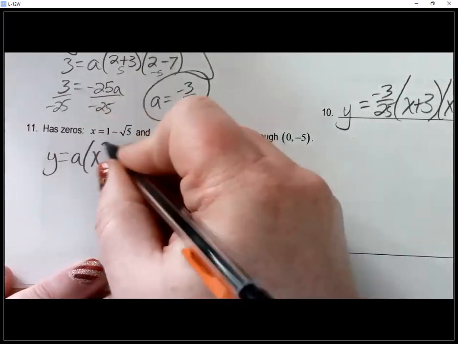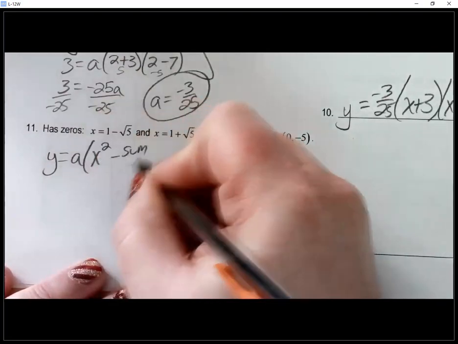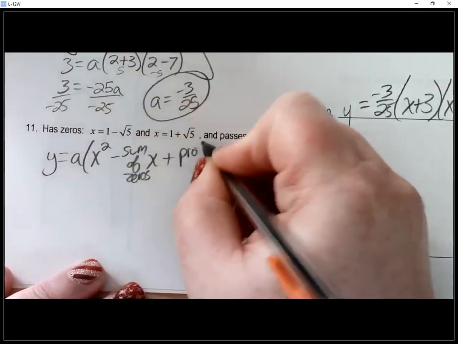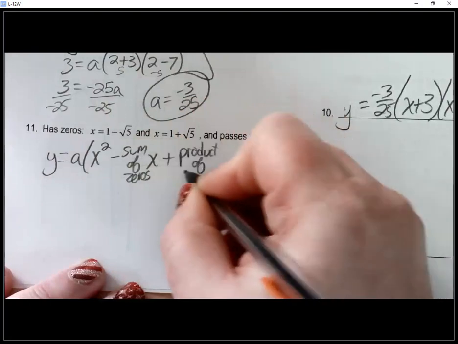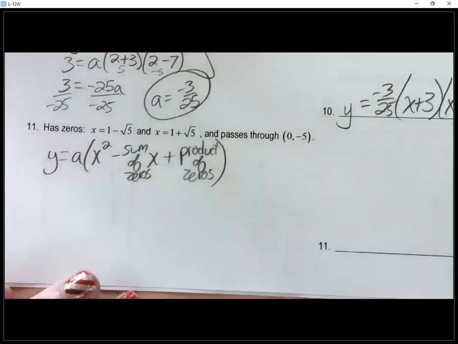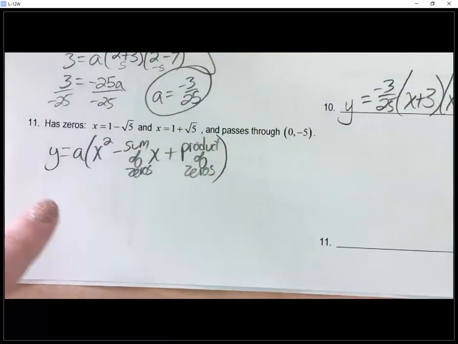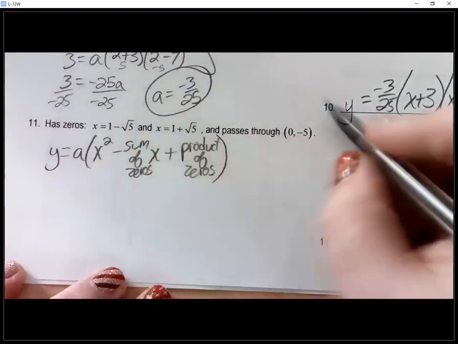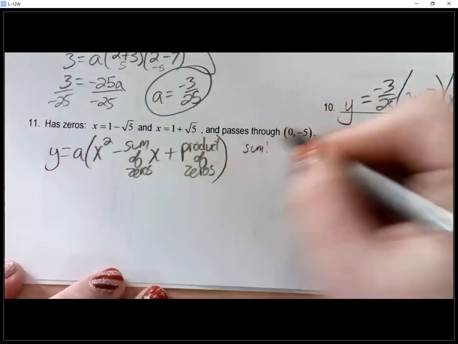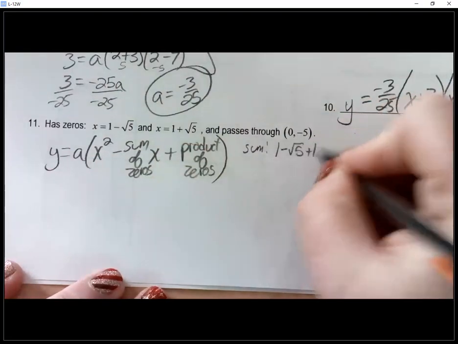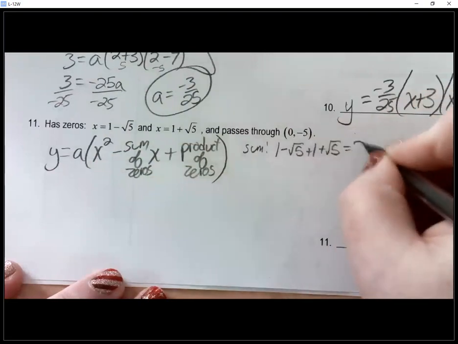X squared minus the sum of zeros, and plus the product of the zeros. By the way, you could have also used this for number 10. So if you like this shortcut, you can use that. All right, so I have to find the sum and the product. I'll do that over here. If I add my two zeros together, what do I get? Two. Okay, cool.